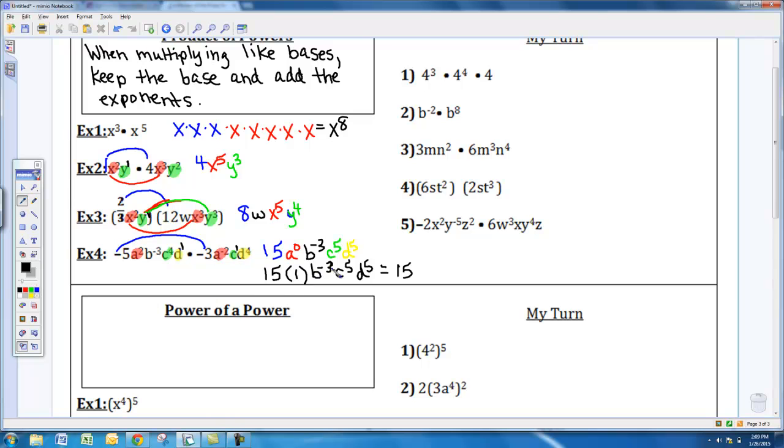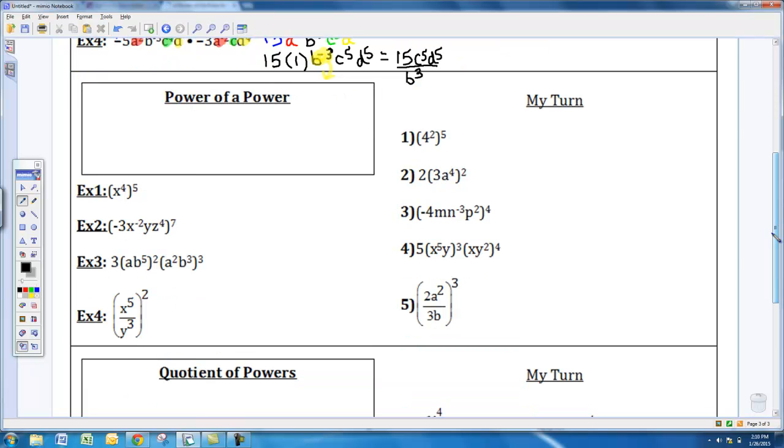We also know that we don't want to leave anything with negative exponents. So this B to the third is going to need to scoot down to the bottom of the fraction. So we're going to take that B to the third and move it to the bottom of the fraction. So I'm going to do a fraction bar here and put my B to the third on the bottom so I can change the exponent to positive. Then C to the fifth, D to the fifth. And now my expression is completely simplified. All right, let's go on to the power of a power rule.